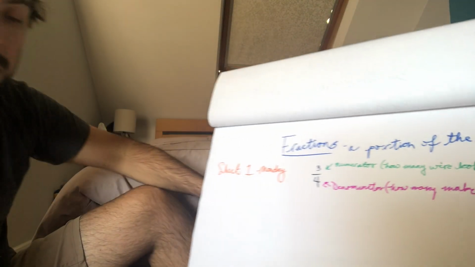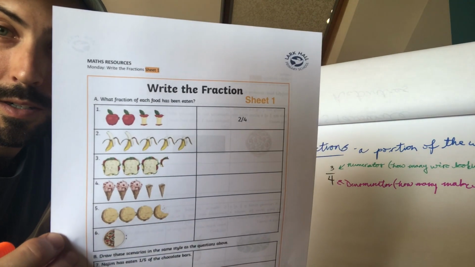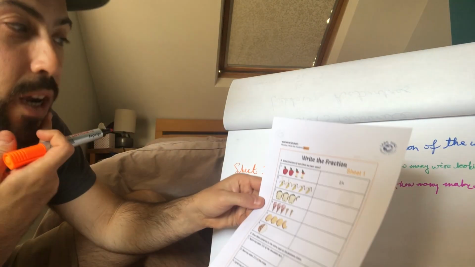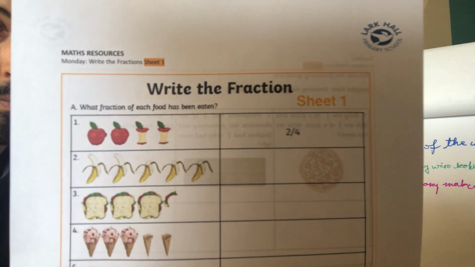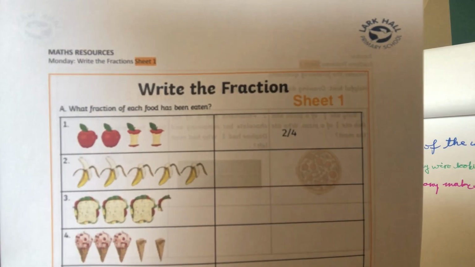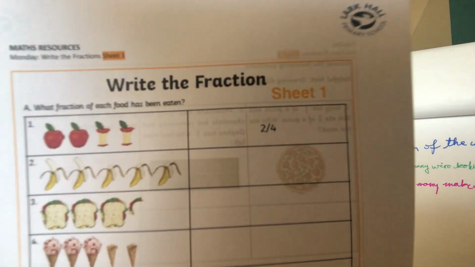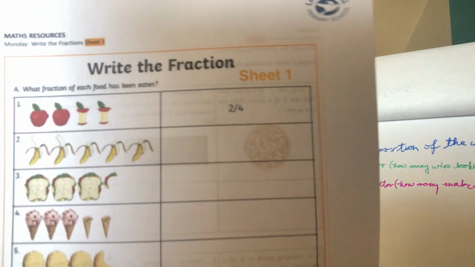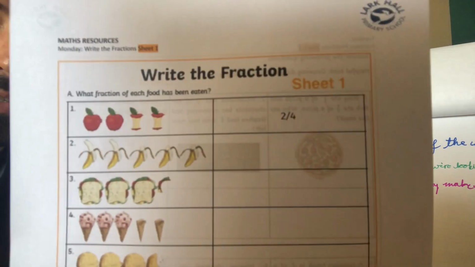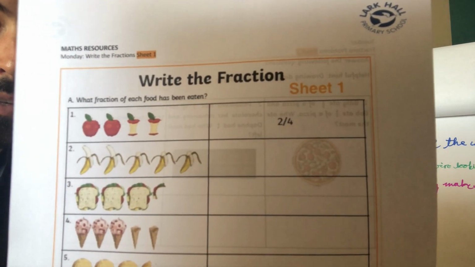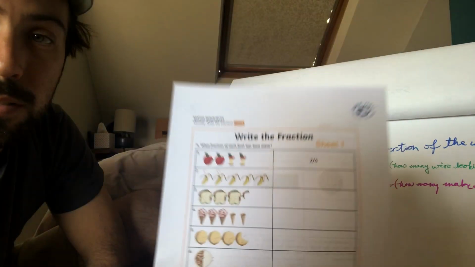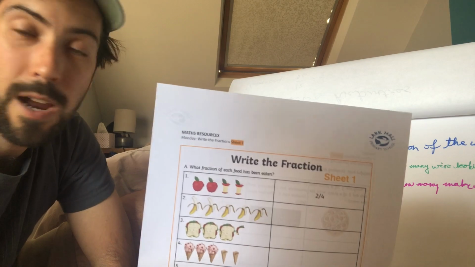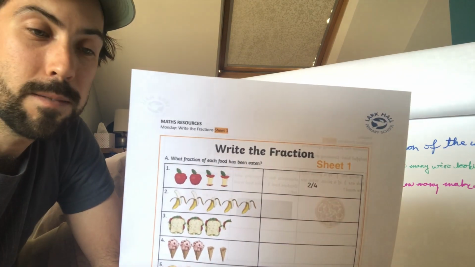Okay. So again, looking at sheet 1, it says for us to write what fraction of each food has been eaten. So in the first one, we've got 4 apples, 4 total apples. 4 is going to be our denominator because it's how many make up the whole. Now it says write the fraction of the number that have been eaten. So 2 of those apples have been eaten. So that's how we know that 2/4 of our apples have been eaten.